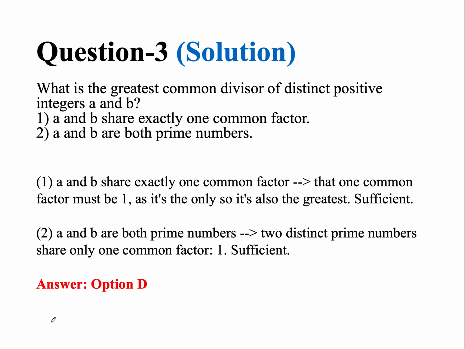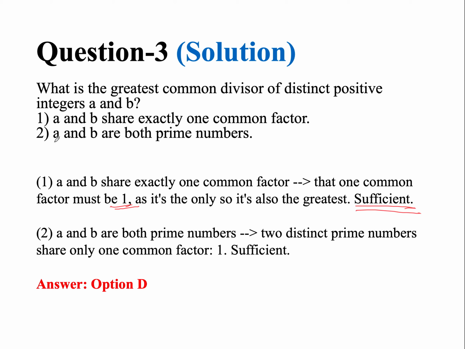Now, from the examples that we have solved together, there is one observation to make, that 1 is always a common factor between any two numbers that you choose. And if there is exactly one common factor, then it certainly has to be 1. And in that case, the greatest common divisor of the two numbers becomes 1, and therefore the first statement alone is sufficient to answer the question.